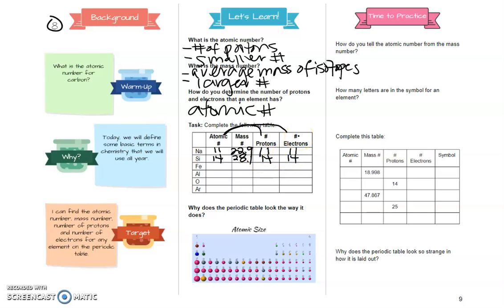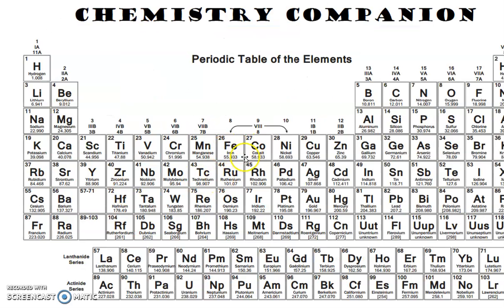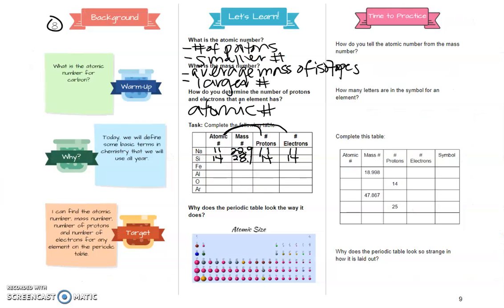So it's 14. Next is Fe, which is iron. Go back to your periodic table. It's right here in the middle. Atomic is 26. Mass is 55.9. Okay, so we're just going to write that. 26 and 55.9. 26 is our protons then, and it's our electrons.